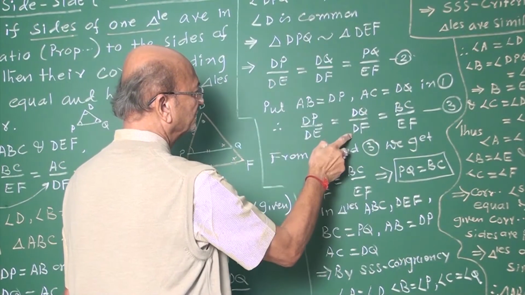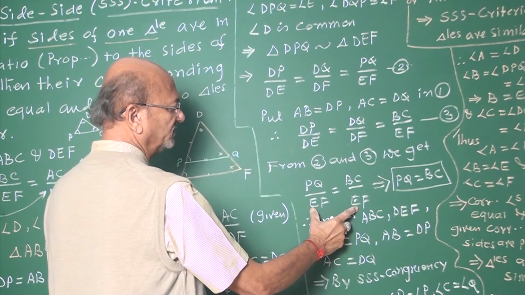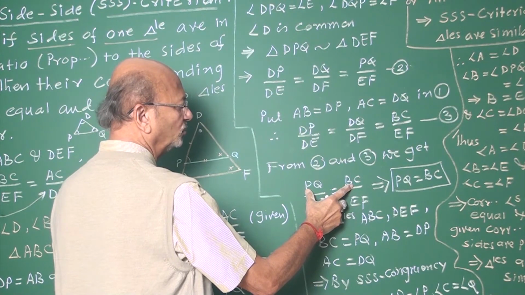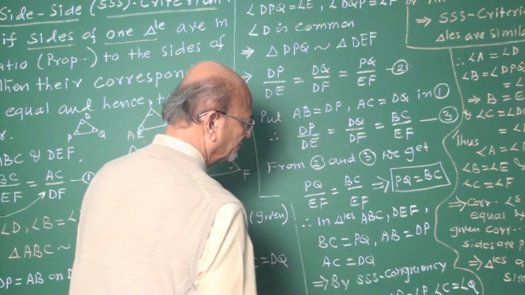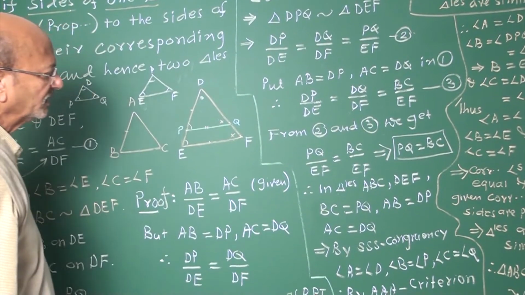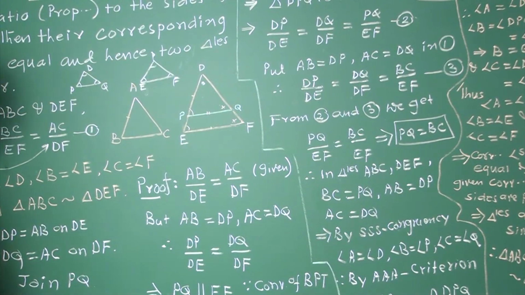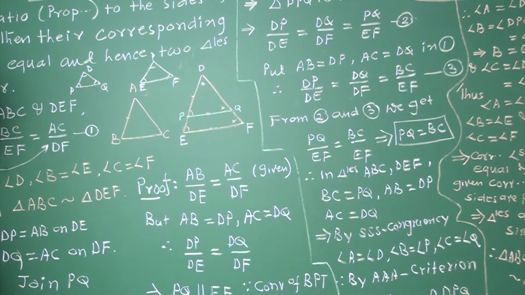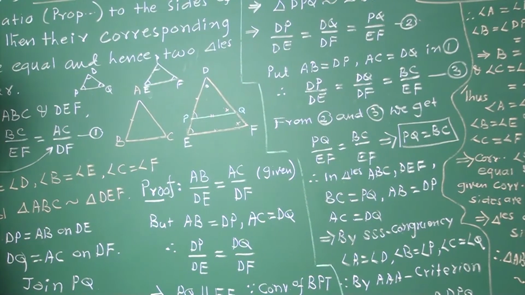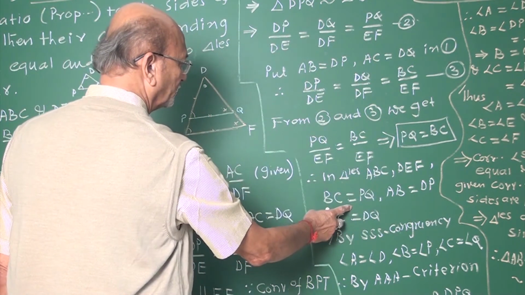This is same, this is same. Hence, PQ upon EF equal to BC upon EF. Again, denominators are same, hence the numerator in LHS is equal to the numerator in RHS. PQ equal to BC. Thus, in triangles ABC and DEF, BC is PQ.